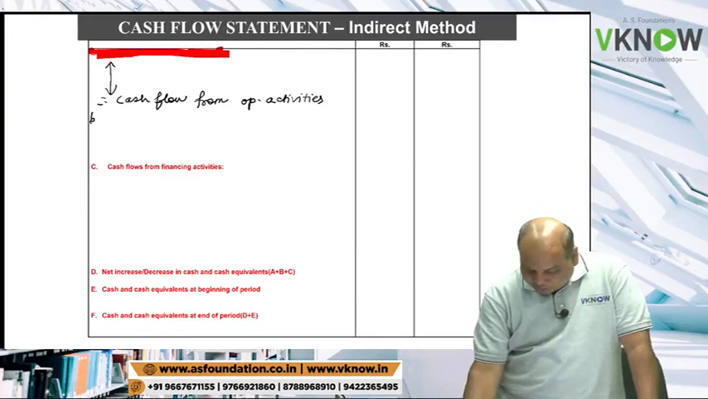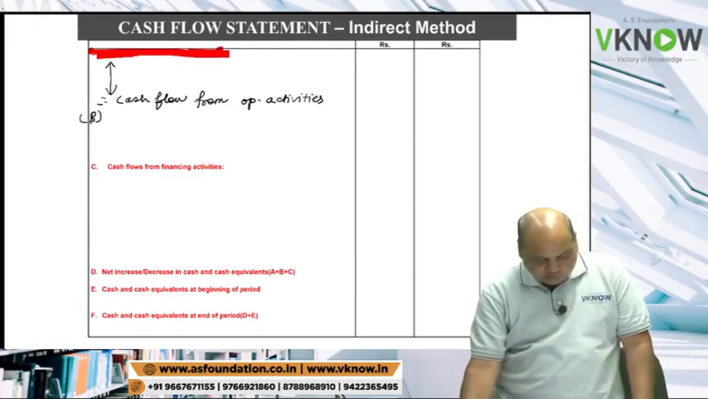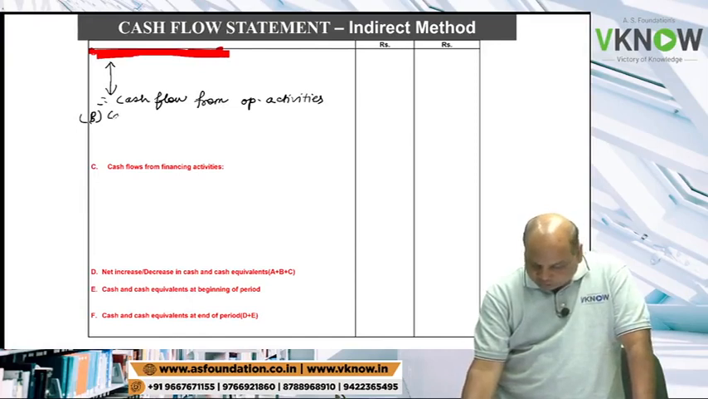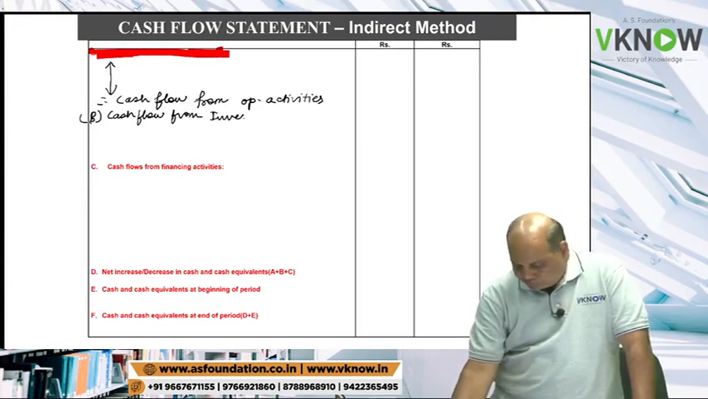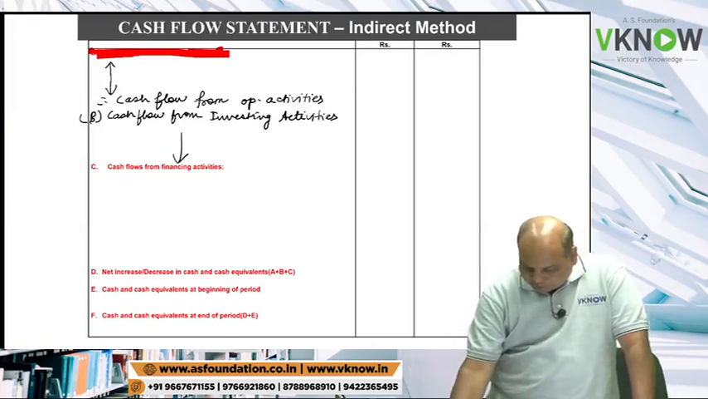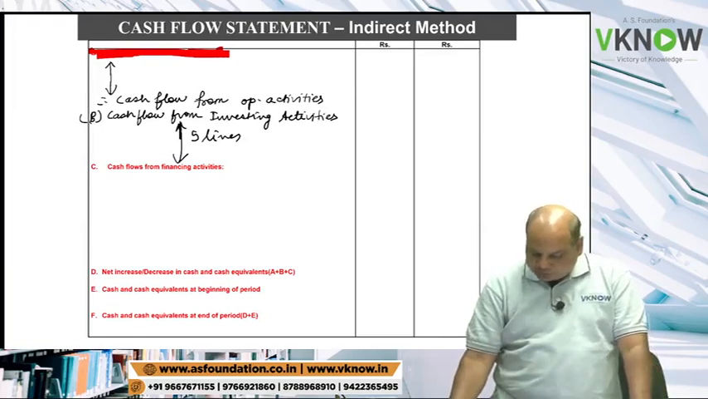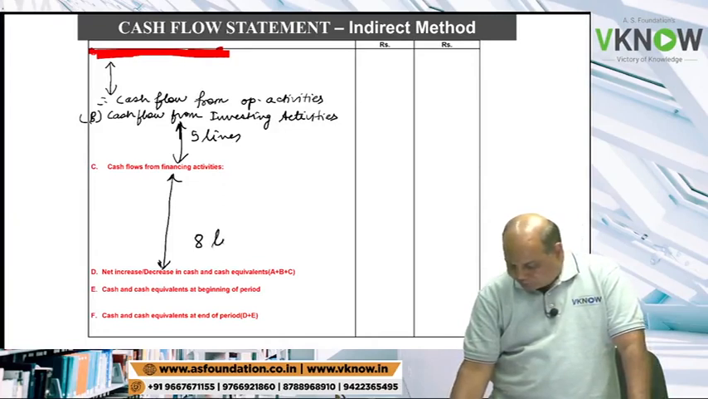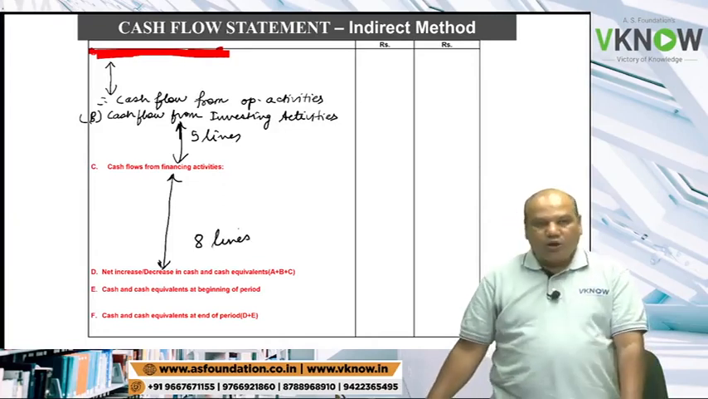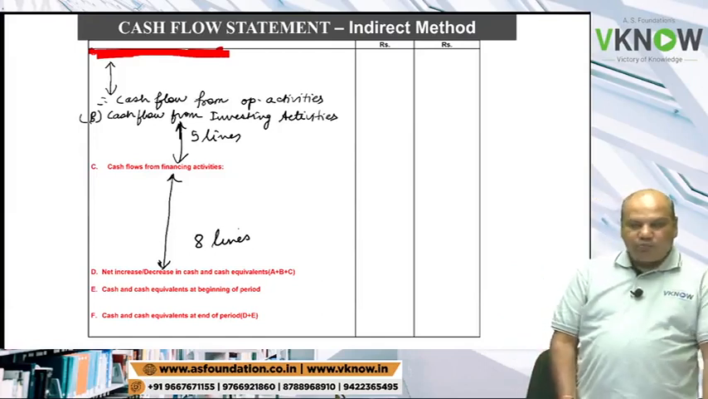And point number B, cash flow from investing activities. Keep 5 lines blank here. Then cash flow from financing activities, keep 8 lines blank here.